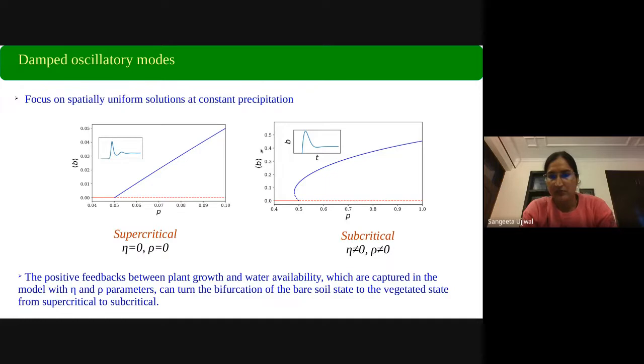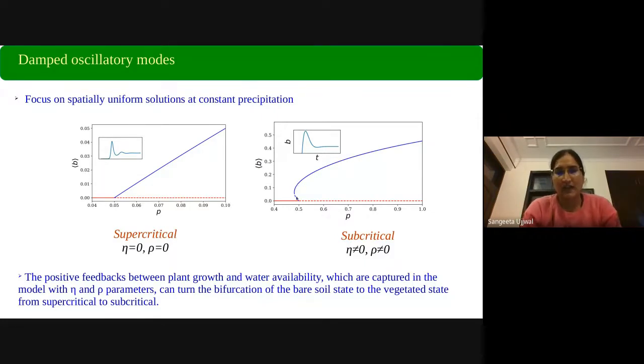So this is the subcritical bifurcation with respect to precipitation P. There is a finite region where both the bare soil solution and this uniform vegetation solution are both stable. So if we start with some high precipitation over here, and we start lowering the precipitation, then in some cases the species having finite biomass simply collapses to bare soil. So this bistable region is very important in terms of the stability or the resilience of the system.